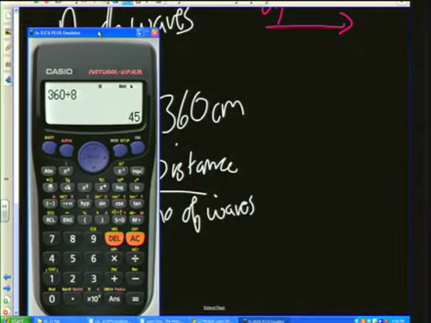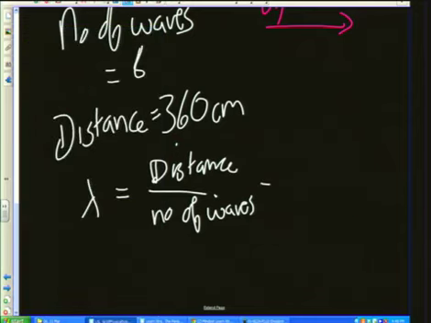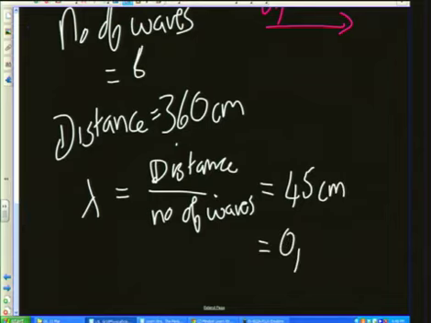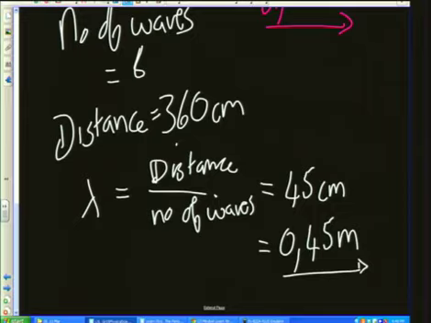Now, be very careful here. I didn't convert, but I must make sure that my answer isn't left in centimeters. Must convert it to meters. Divide by 100, so it's 0,45 meters. Please don't make that mistake.